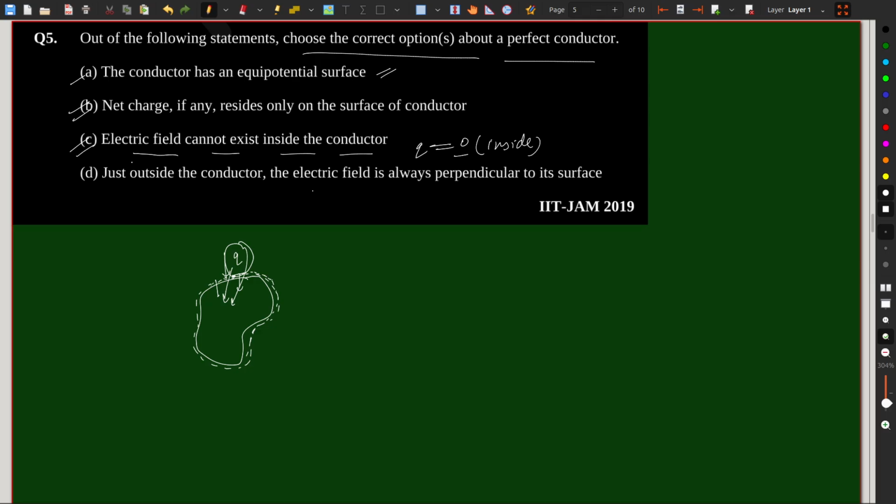Just outside the conductor, the electric field is always perpendicular to its surface. Yes. Like if we draw the electric field here, it will be perpendicular to the surface. So the electric field will always be perpendicular to the surface. This is also true. Okay, let's move to the next question.